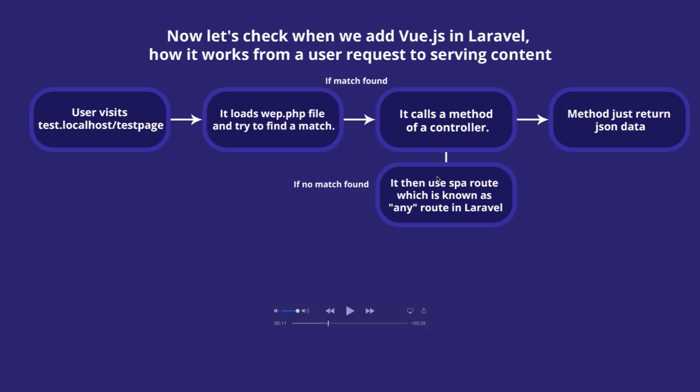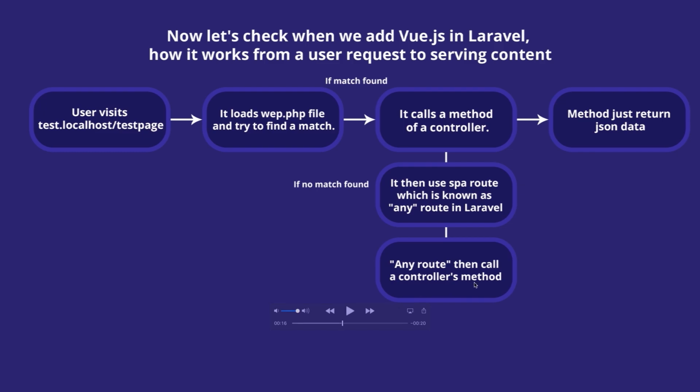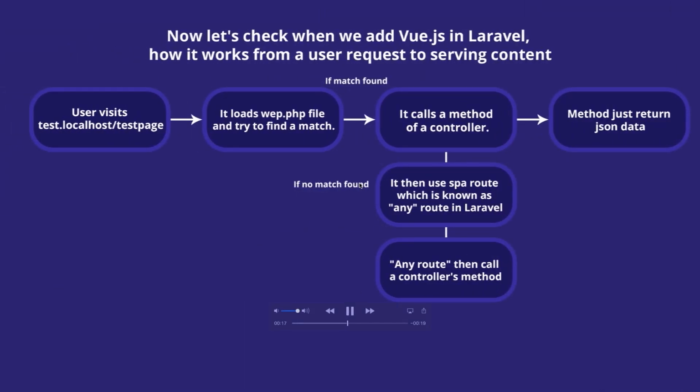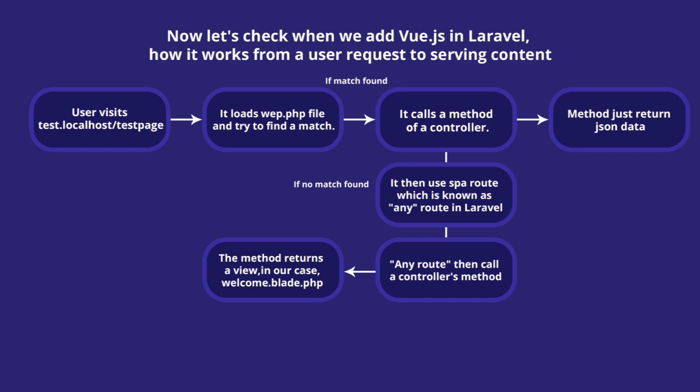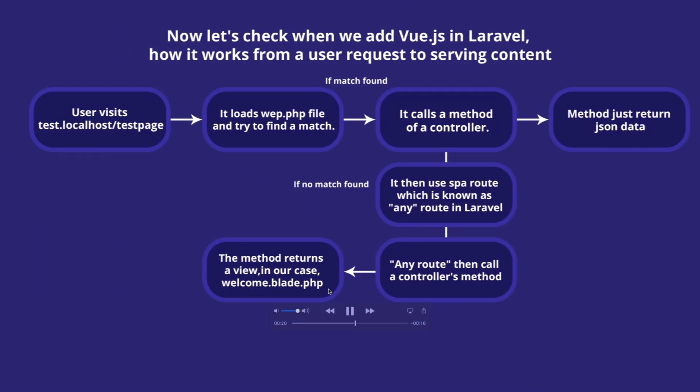Perfect. So if no match is found, we just use this any route, and then we call a controller's method. Here I did not call a controller method, but I can call one here, pass something, and then return the view. Same thing. Here you see the method returns a view, and in our case it's the welcome.blade.php file. I hope you understand it now.